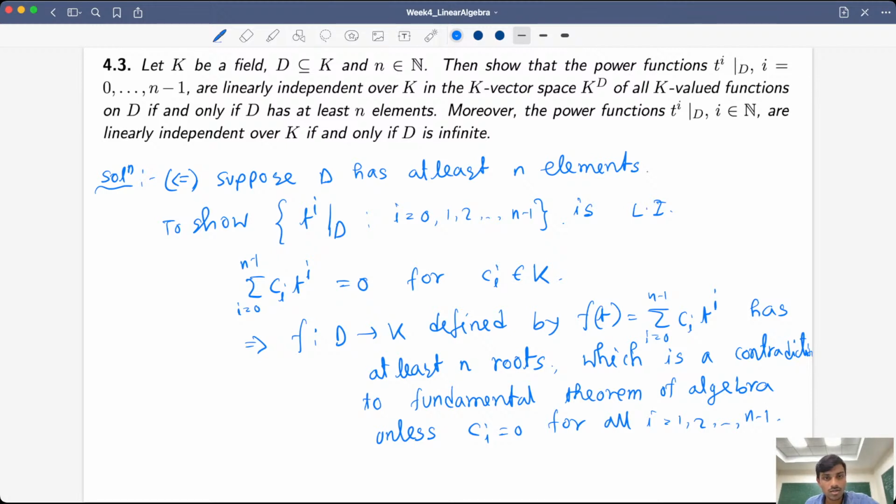So this implies that c_0, c_1, up to c_{n-1} equal to 0. So this implies that this function, t power i restricted to D, i equal to 0 to n minus 1, is linearly independent, right? So for the converse part, if I consider this function linearly independent, then I must show that it has at least n elements, right?